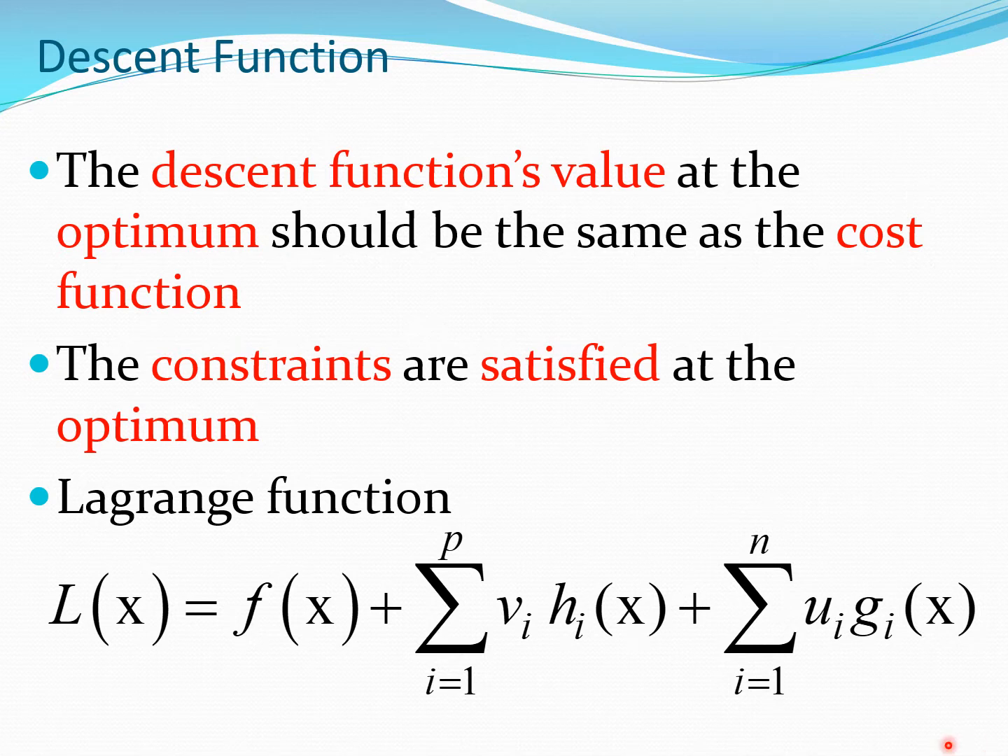Now to develop this descent function, we start with the Lagrange function. So if you recall from some of the first few lectures when we were developing the KKT conditions, the Karush-Kuhn-Tucker conditions, we had defined the Lagrange function as a composite function which contains the cost function f of x, the constraints h(x) equal to zero, and the constraints g(x) less than or equal to zero. And v_i and u_i were the Lagrange multipliers for both these types of constraints.